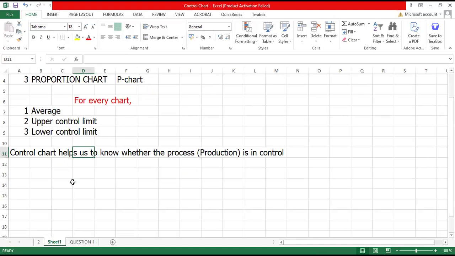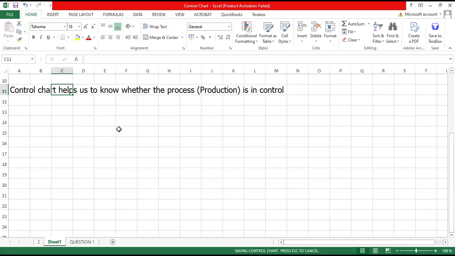So basically that's about control chart. For every chart, you will need all this. Okay, so without wasting time, we are going to look at some questions, past paper questions.